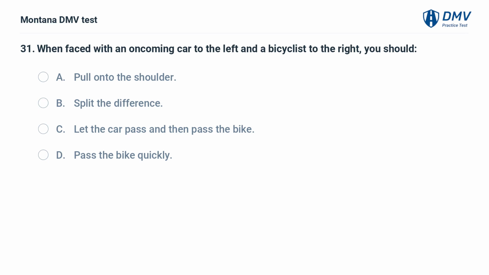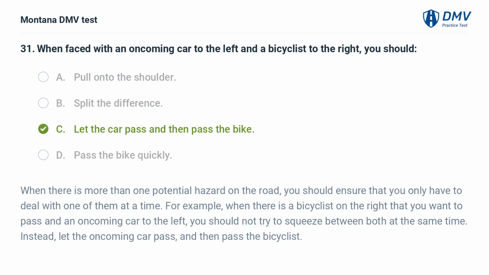When faced with an oncoming car to the left and a bicyclist to the right, you should A. Pull onto the shoulder. B. Split the difference. C. Let the car pass and then pass the bike. D. Pass the bike quickly. C. Let the car pass and then pass the bike. When there is more than one potential hazard on the road, you should ensure that you only have to deal with one of them at a time. For example, when there is a bicyclist on the right that you want to pass and an oncoming car to the left, you should not try to squeeze between both at the same time. Instead, let the oncoming car pass, and then pass the bicyclist.